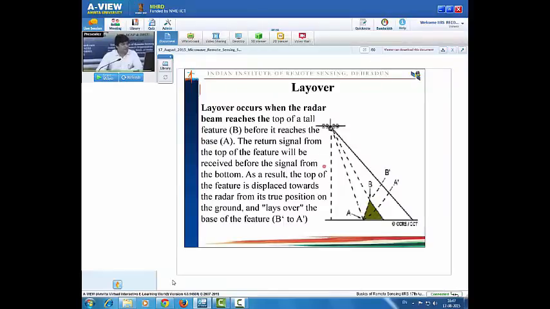And if the same hilly terrain appears in near range, then it will give the effect of layover. Layover occurs when the radar beam reaches the top of a tall feature before it reaches the base. The return signal from the top of the feature will be received before the signal from the bottom. So in this case, the complete slope of the terrain will be covered by the top. In the case of layover, one will not be able to get the information of the slope.